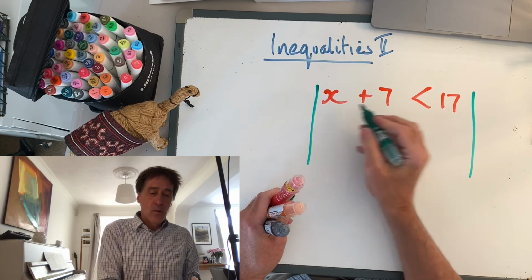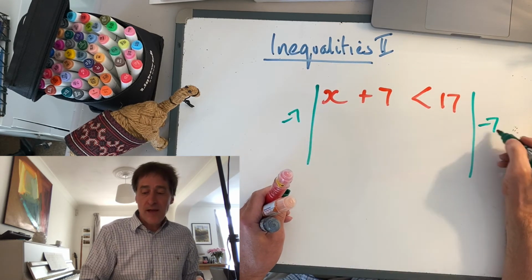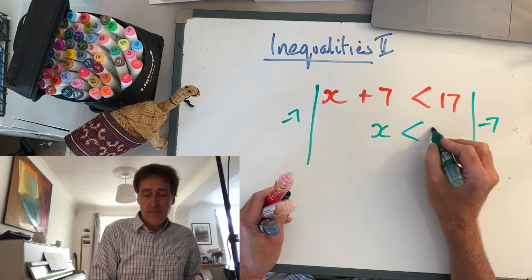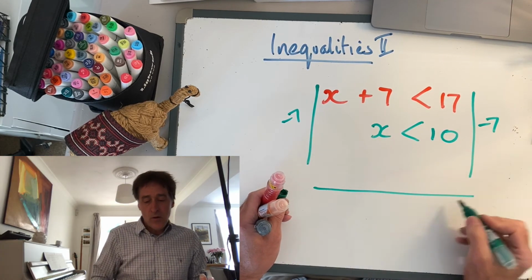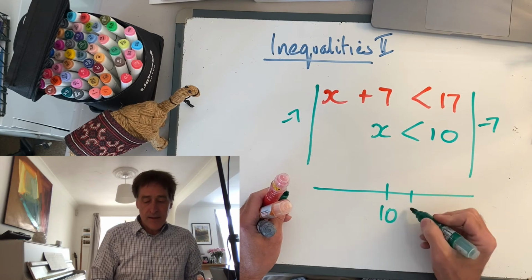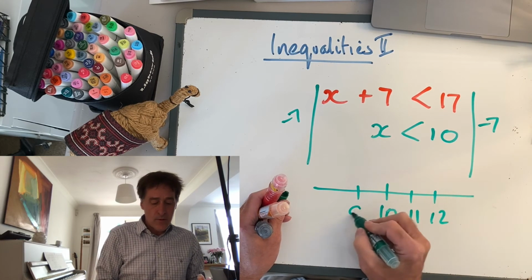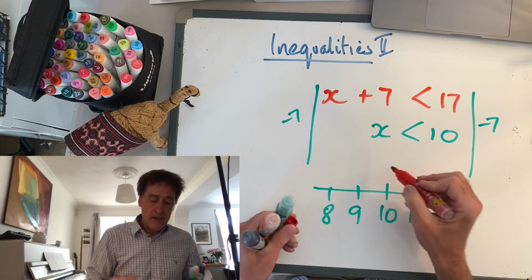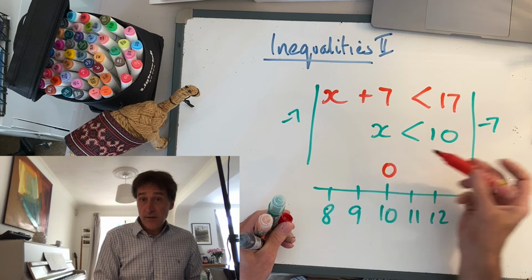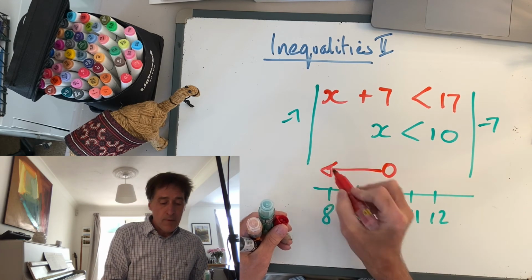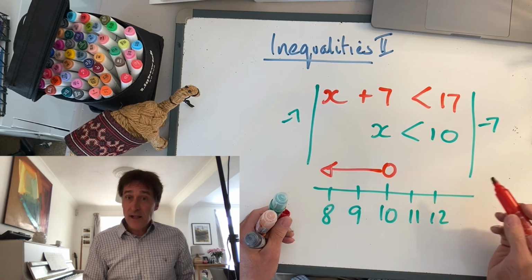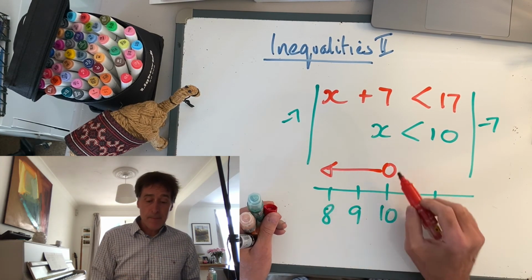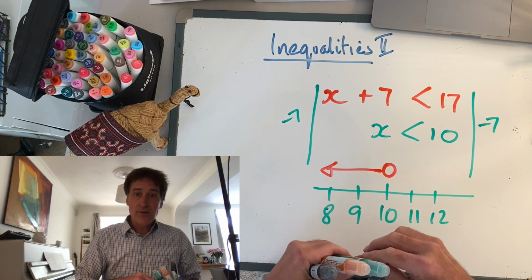So, what's the opposite? Well, opposite of adding is taking away. Take that away, 17 take away 7, 10. On my number line, there's my 10. So here, I put 10 as the important key, put it there. Now it doesn't equal it, but it goes that way. So the integer values that satisfy this, the whole numbers that satisfy this will be 9, 8, 7, 6, etc. And that's how you answer those questions. Job done.